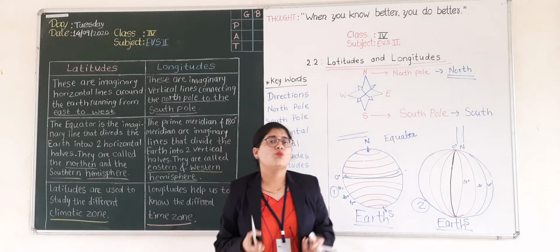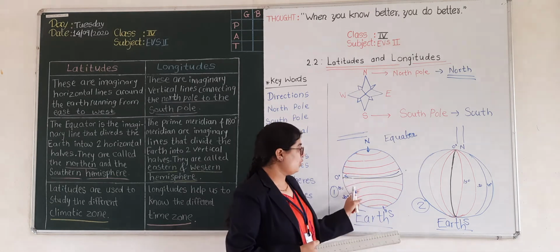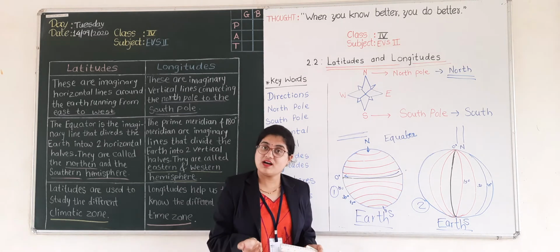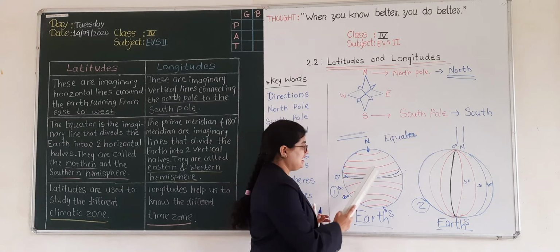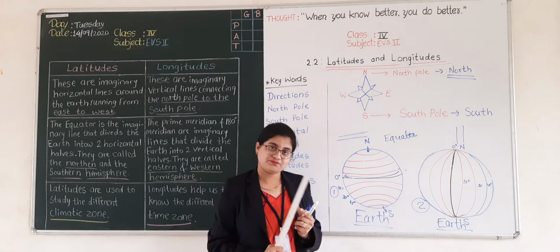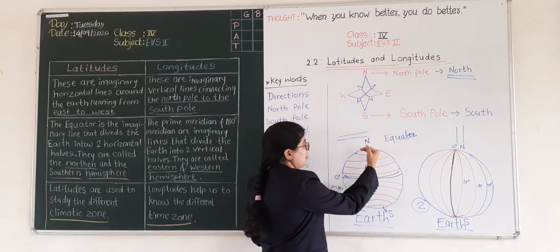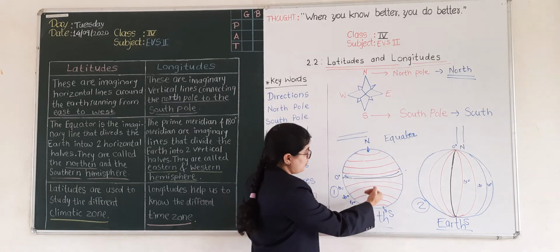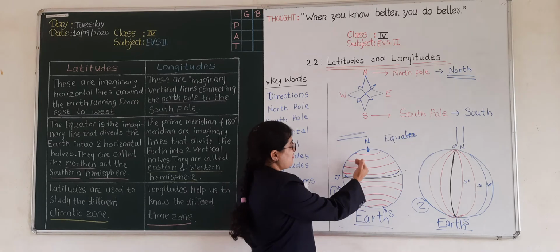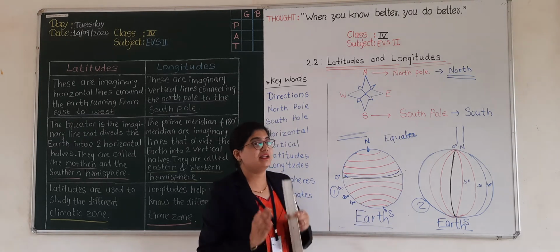zones. Now why have we drawn these lines? As we know, these are imaginary lines. Why do we draw them? How do they help us? Yes, these latitudes help us to study different climatic zones. As we know, we have different climate at the north, and we also have different climate at the south. So we study different climatic zones with the help of these latitudes.